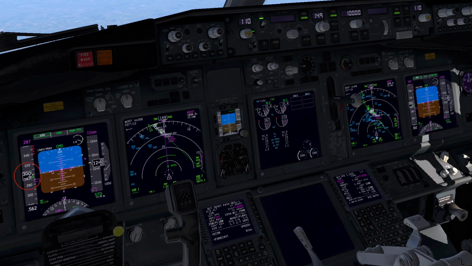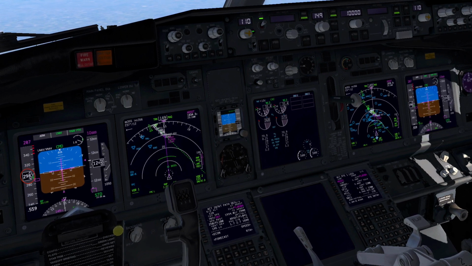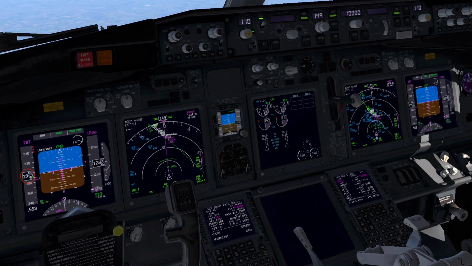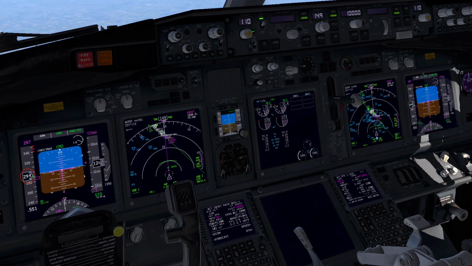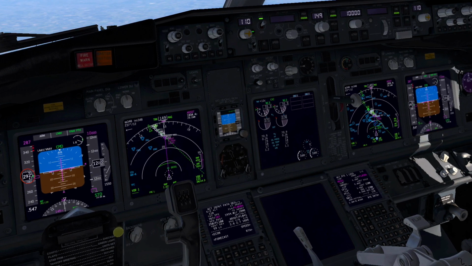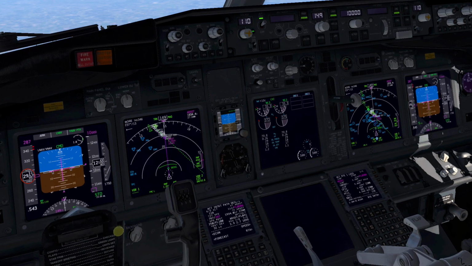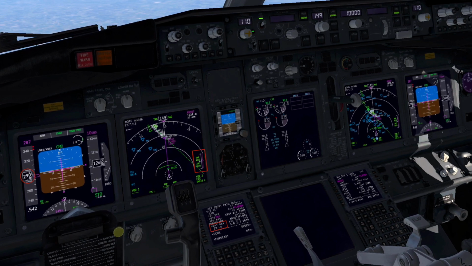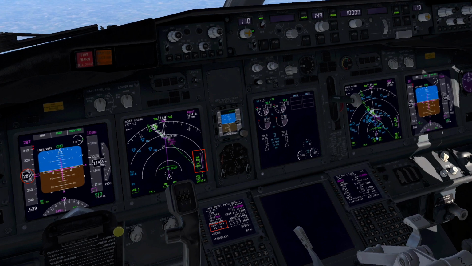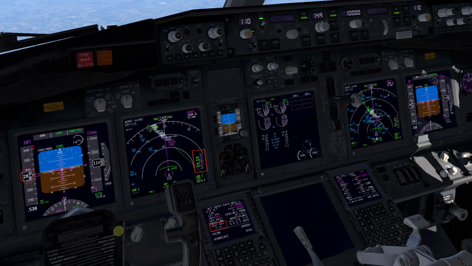So as you can see, the speed is getting back to 287, which is our target speed, and we are getting back into the profile. So this rule of thumb works pretty okay in no wind conditions. So we're back into profile, and we are descending now on VNAV path.